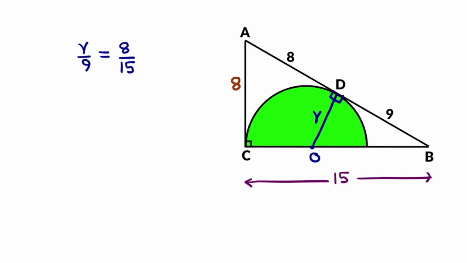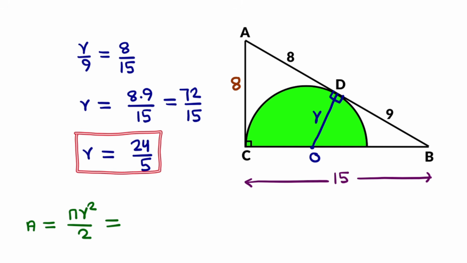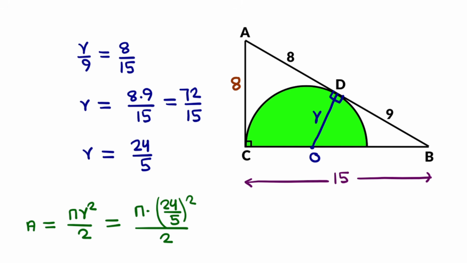Multiply both sides by 9. r equals 8 times 9 over 15. That equals 72 over 15. Reduce the fraction by dividing top and bottom by 3, and we get r equals 24 over 5. Now we're at the finish line. The area of a semicircle is pi times radius squared divided by 2. Substitute r equals 24 over 5. Area equals pi times the quantity 24 over 5 squared divided by 2.